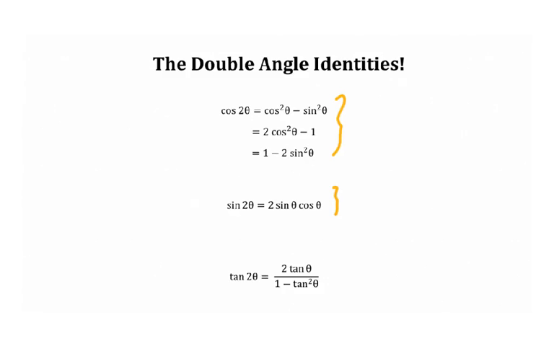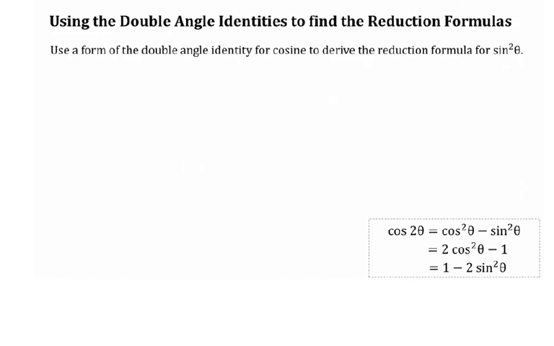What we're about to embark on is something called, in some classes, the reduction formulas. They go by different names, but basically the point is the same. We are going to take the double angle identity for cosine and select one of its forms, of which there are three, to rewrite it for another term.